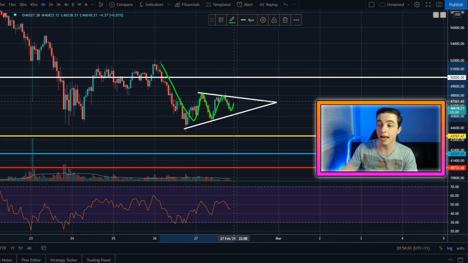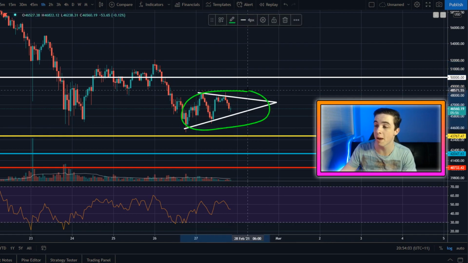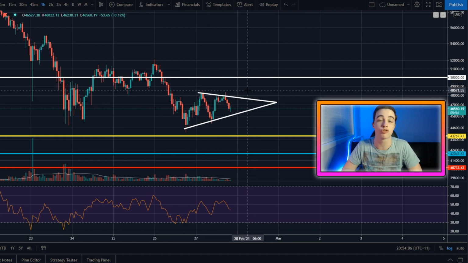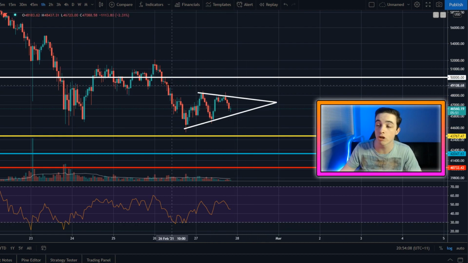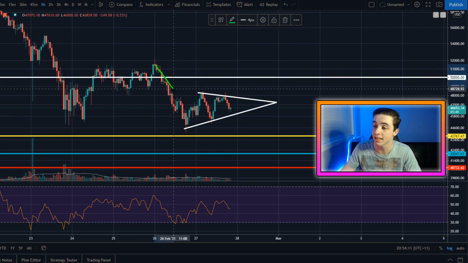So once again, this pattern by itself is kind of just a neutral pattern. What normally happens when Bitcoin forms this type of pattern is it basically just continues the trend that it's on. As you can see, the short-term trend here on the 1 hour chart has been to the downside before we entered this pattern. So it is actually more likely that we are going to be breaking to the downside out of this pattern.